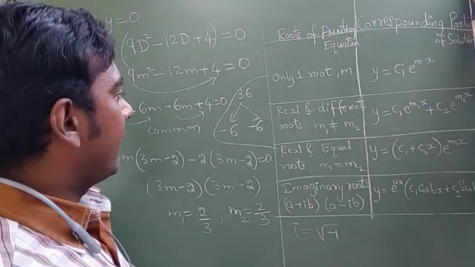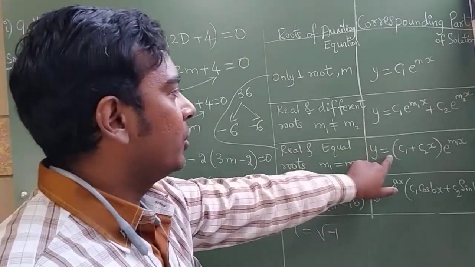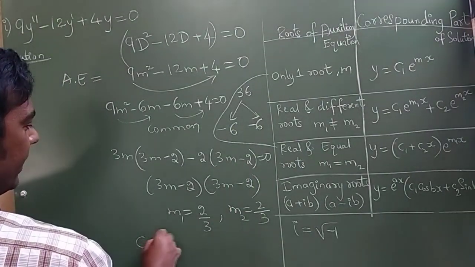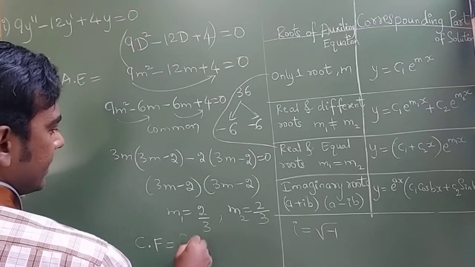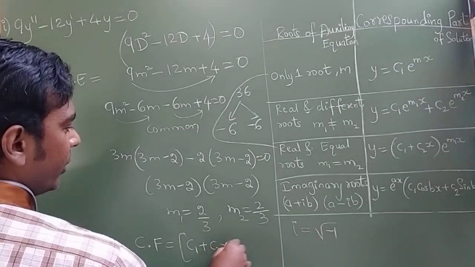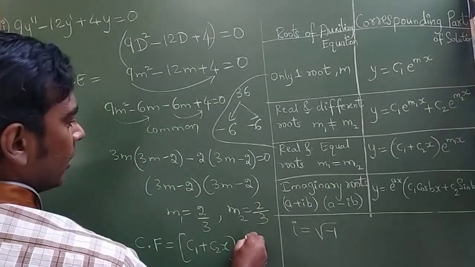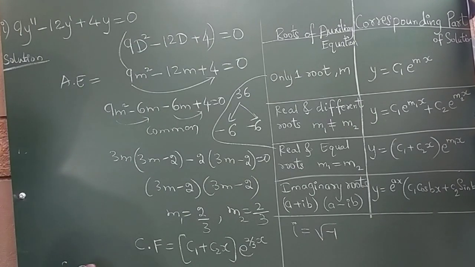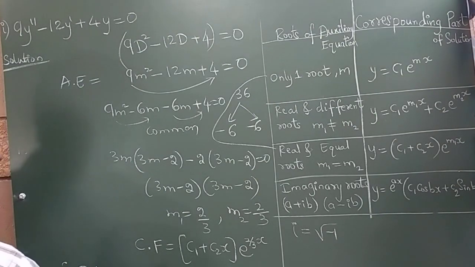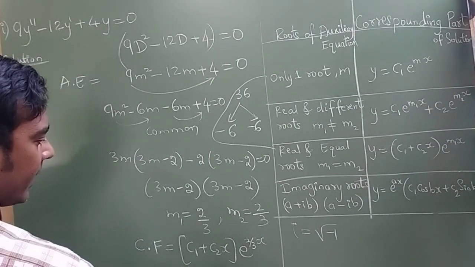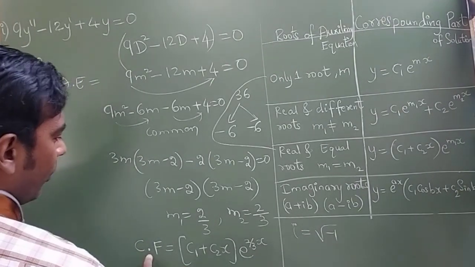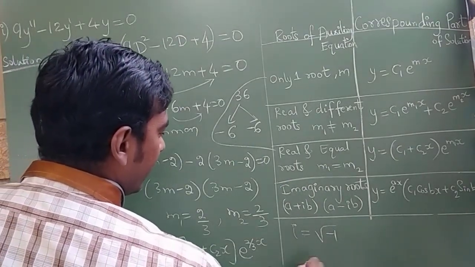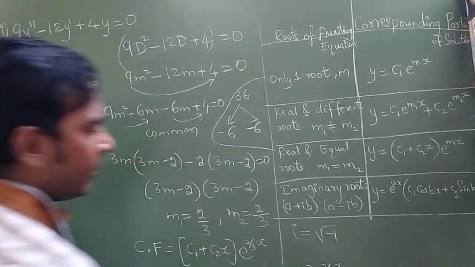So from this table, real and equal, m1 is equal to m2. So I must use this solution. That will be the CF, complementary function. CF is equal to, I'll write here (c1 plus c2 into x) e raised to 2 upon 3 x. Therefore, the solution of the differential equation is y is equal to CF. Now what is CF? It is (C1 plus C2 into x) e raised to 2 by 3 x. This completes your answer.